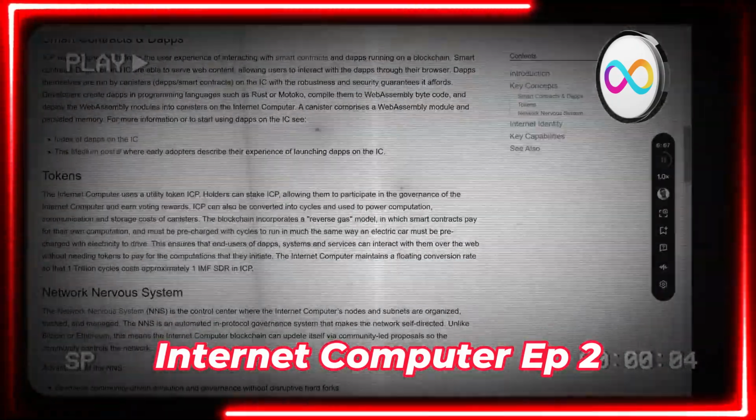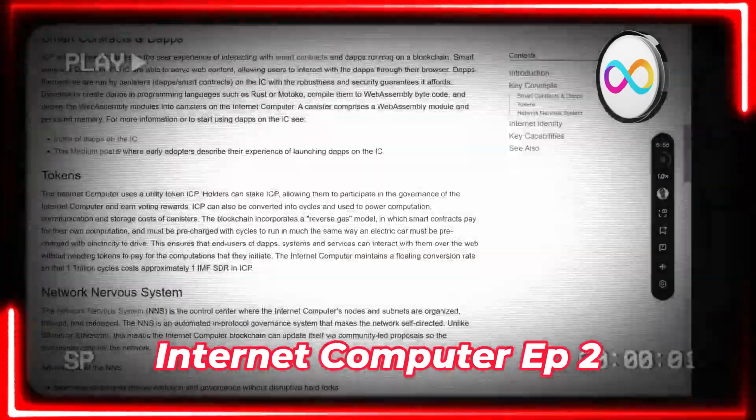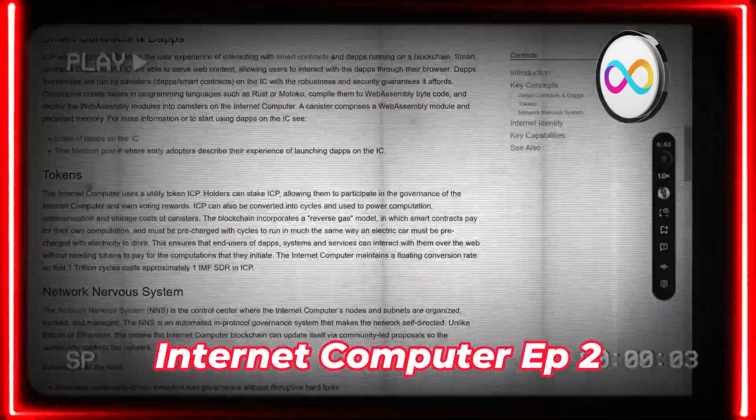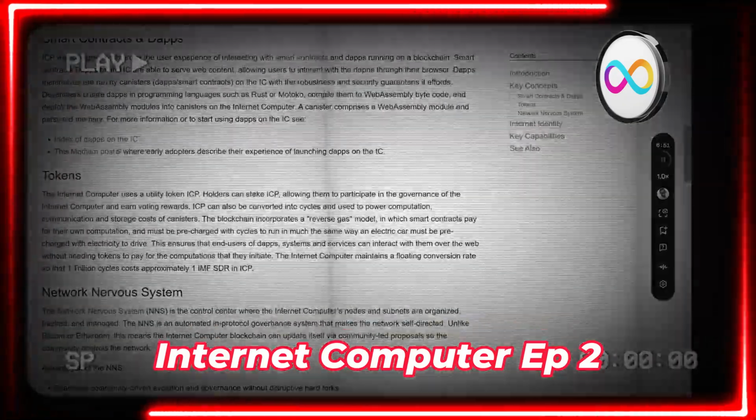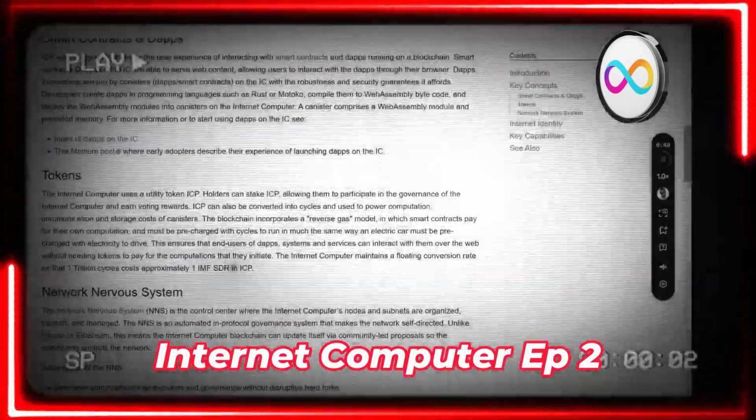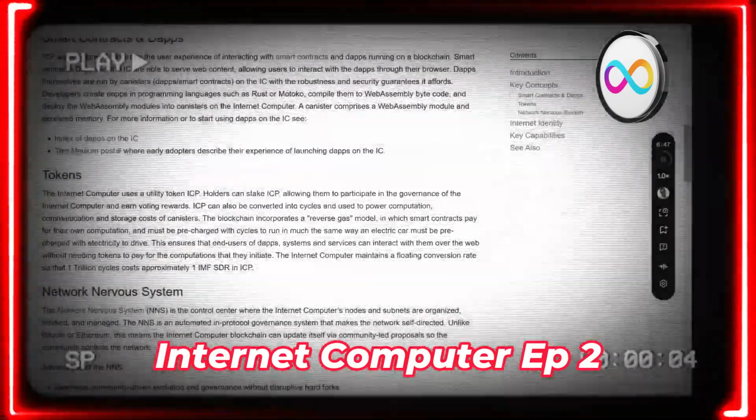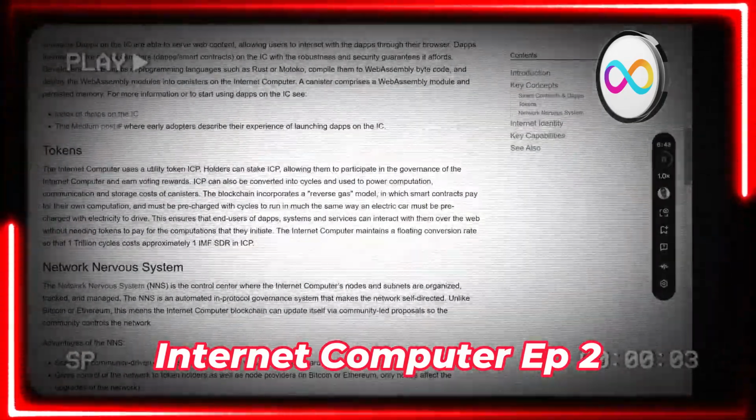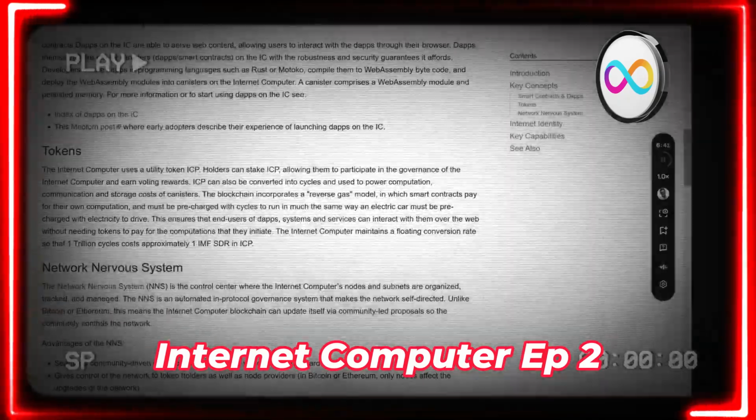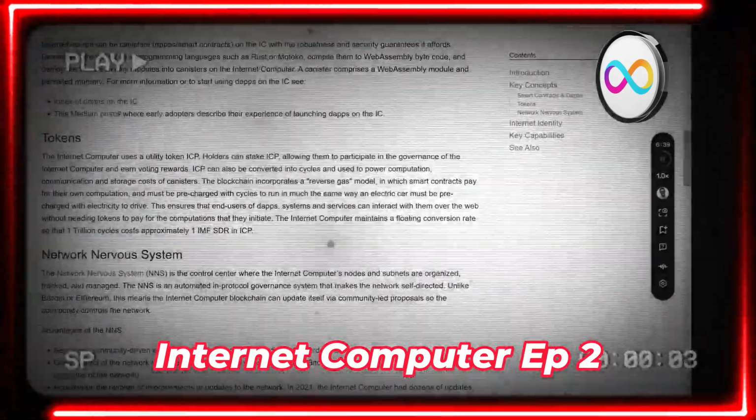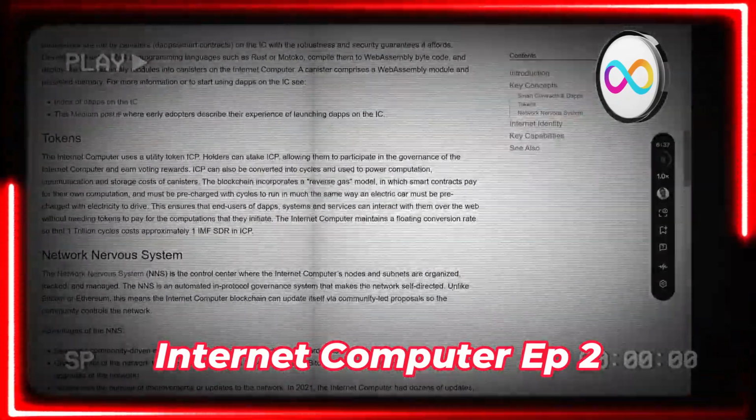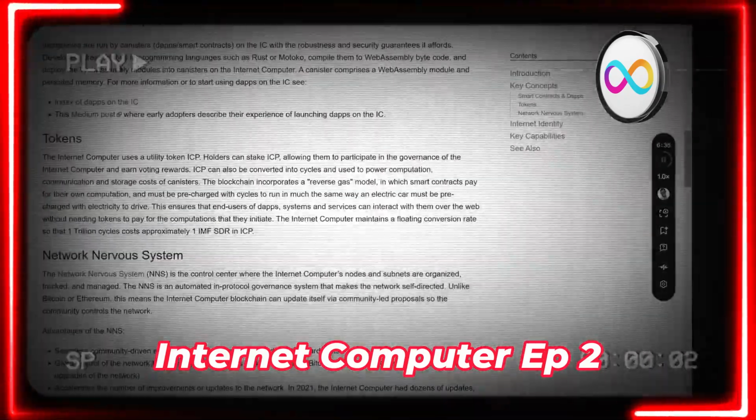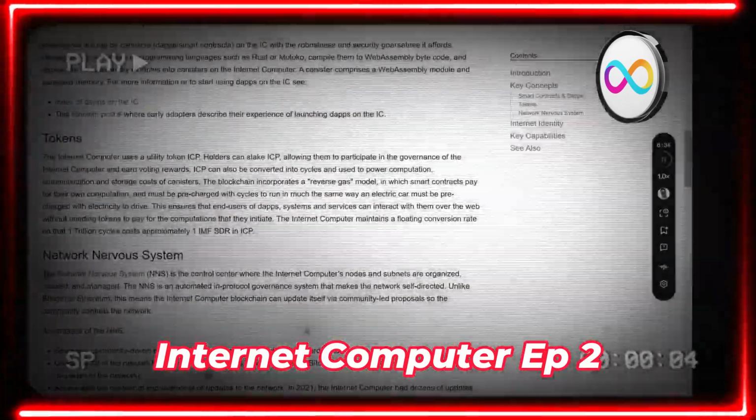The blockchain incorporates a reverse gas model in which smart contracts pay for their own computation and must be pre-charged with cycles to run, in much the same way an electric car must be pre-charged with electricity to drive. This ensures that end users of dApps, systems and services can interact with them over the web without needing tokens to pay for the computations that they initiate. The Internet Computer maintains a floating conversion rate so that 1 trillion cycles costs approximately 1 IMF SDR in ICP.